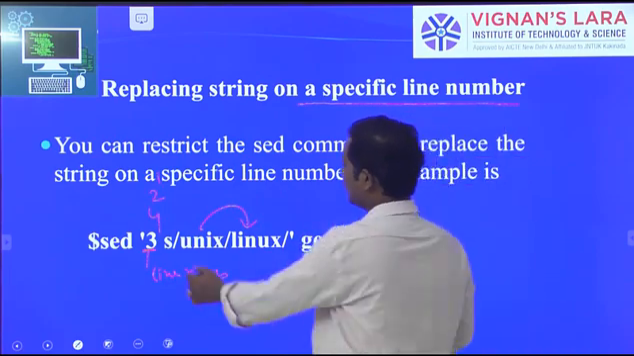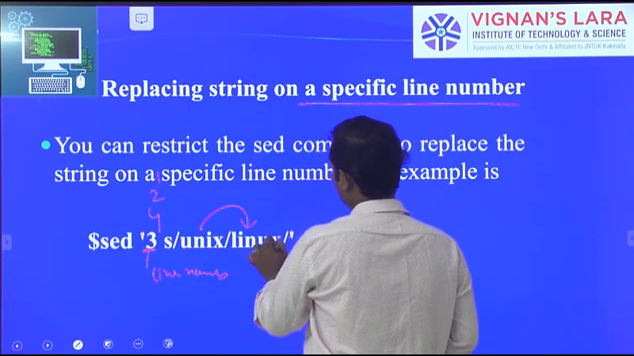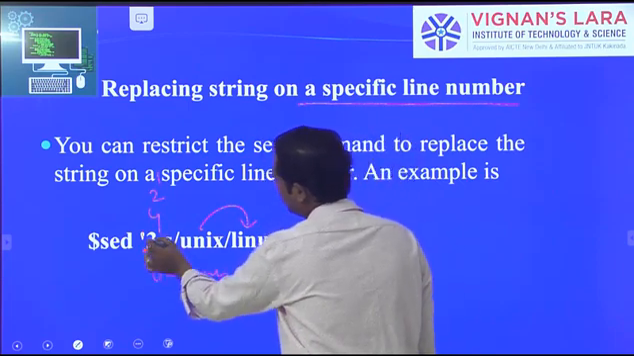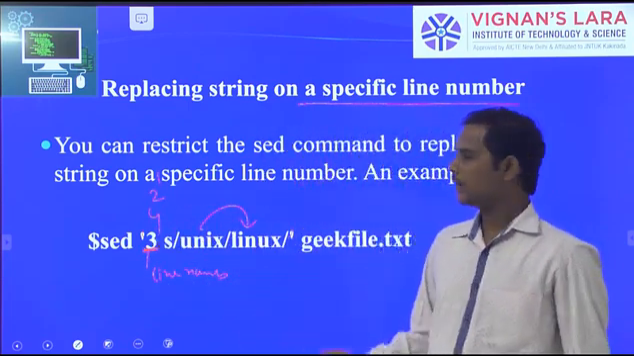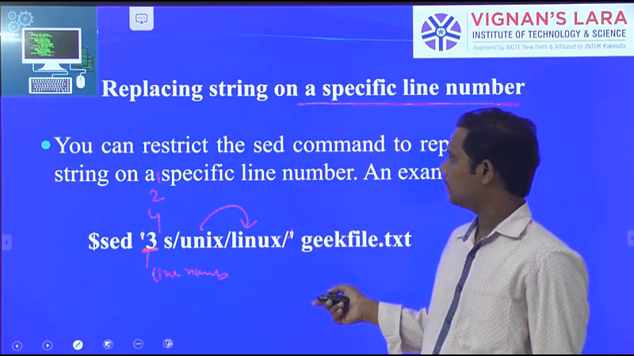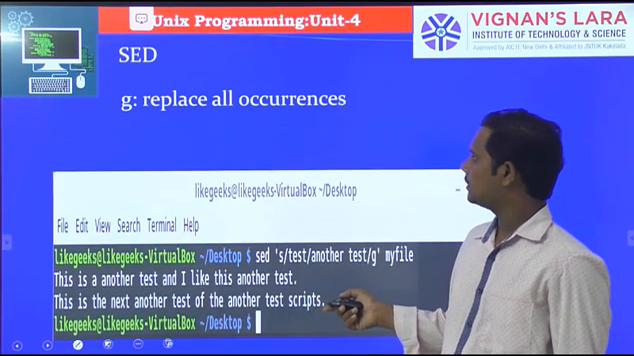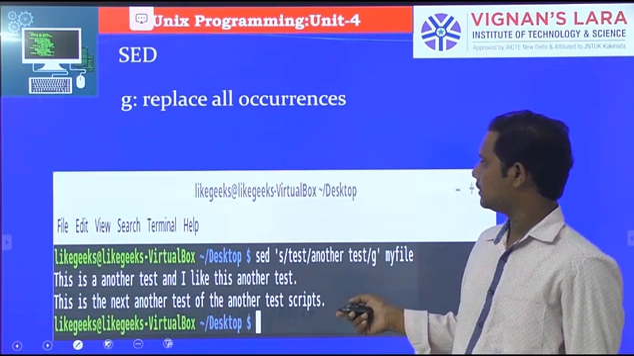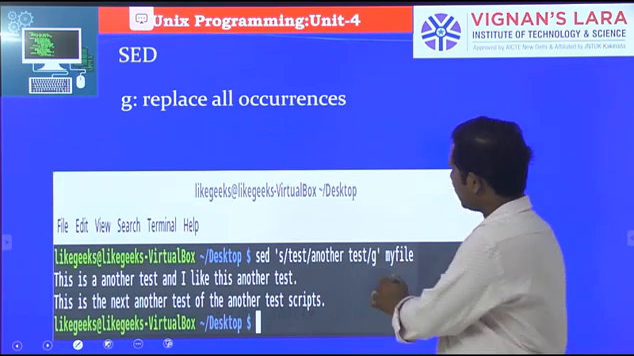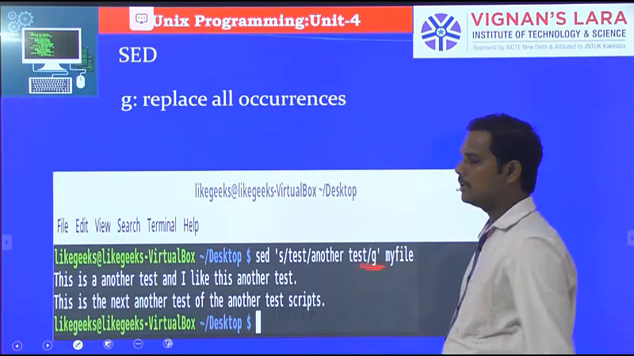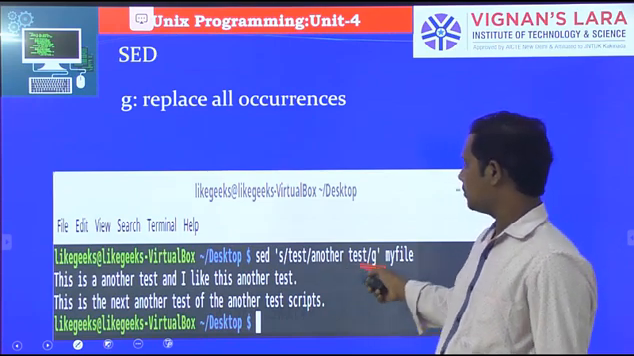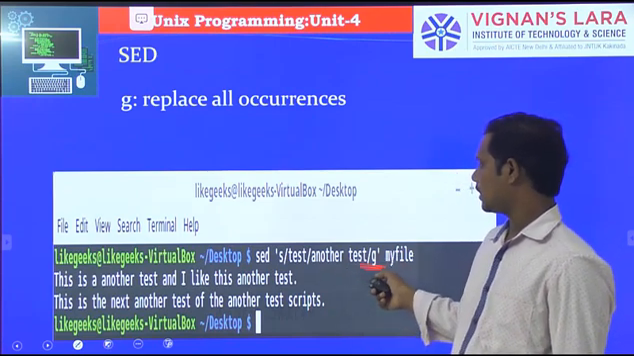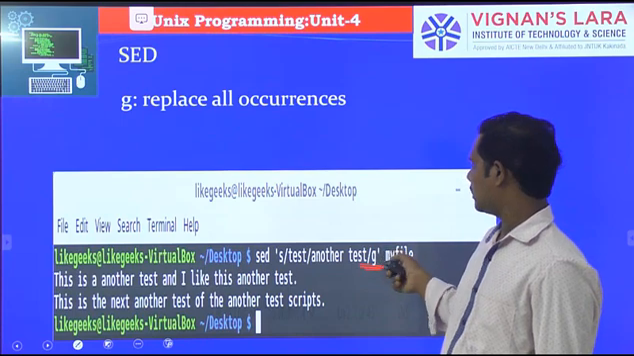So how I am writing the syntax, you can see that. Starting off, we are giving the line number. Next, to replace all occurrences, I told you, slash g, we are giving. So this is the output. All occurrences are replaced.